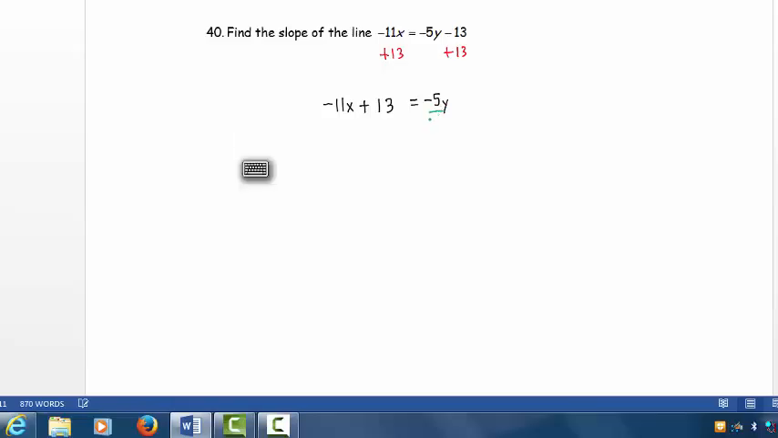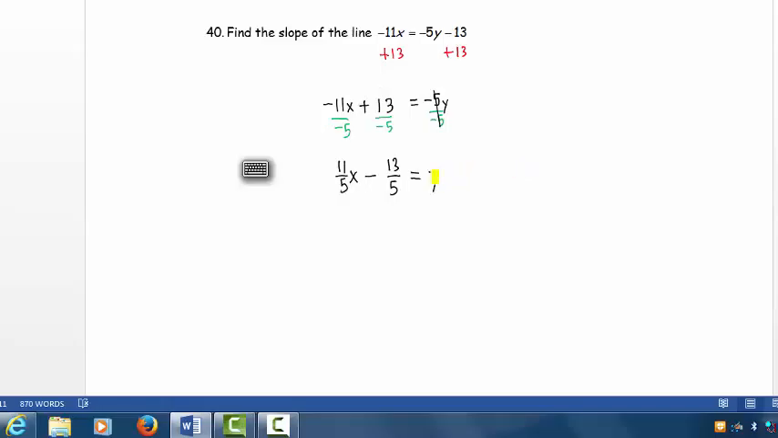You distribute division across addition and subtraction. Bring down the equal sign. Negative 5 divided by negative 5 is 1. We have 1y. Y is isolated. Right here we have negative 11 divided by negative 5. Negative divided by negative is positive. We have 11/5 x. Here we have positive divided by negative, which is negative 13/5.